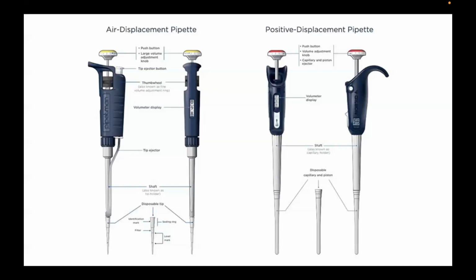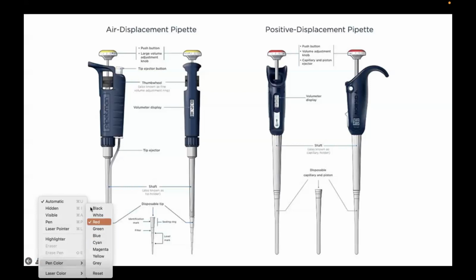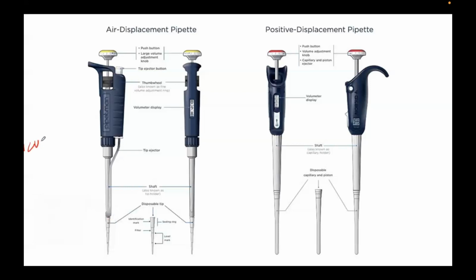So kung kunwari, meron kang 1,000 µL, wait lang. May 1,000 µL ka, 100 to 1,000 µL na pipette. So gusto mo siyang i-adjust to 900. So ang gagamitin mo is si push button. Dito po, yung large amount. Pero pagka kunwari nasa 900 na yung volume ng pipette mo, gusto mong gawing 908. Ay, 908 pala yung kailangan ko. Dito ka na sa thumb wheel mag-a-adjust. Okay? So ito po, pwede natin siyang tawagin display or volume display.